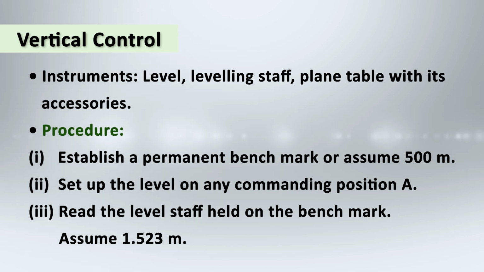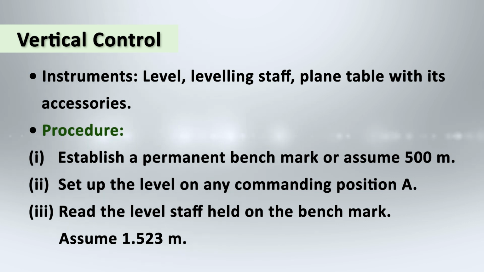Instruments required for vertical control are level, leveling staff, plane table with its accessories. Let us see its procedure. First, establish a permanent benchmark of known elevation above mean sea level in the area of the project, or accept any suitable point as datum level with an arbitrary value, say 500 meters. Then set up the level on any commanding position A from where a reading on the staff placed on the benchmark can be made easily.